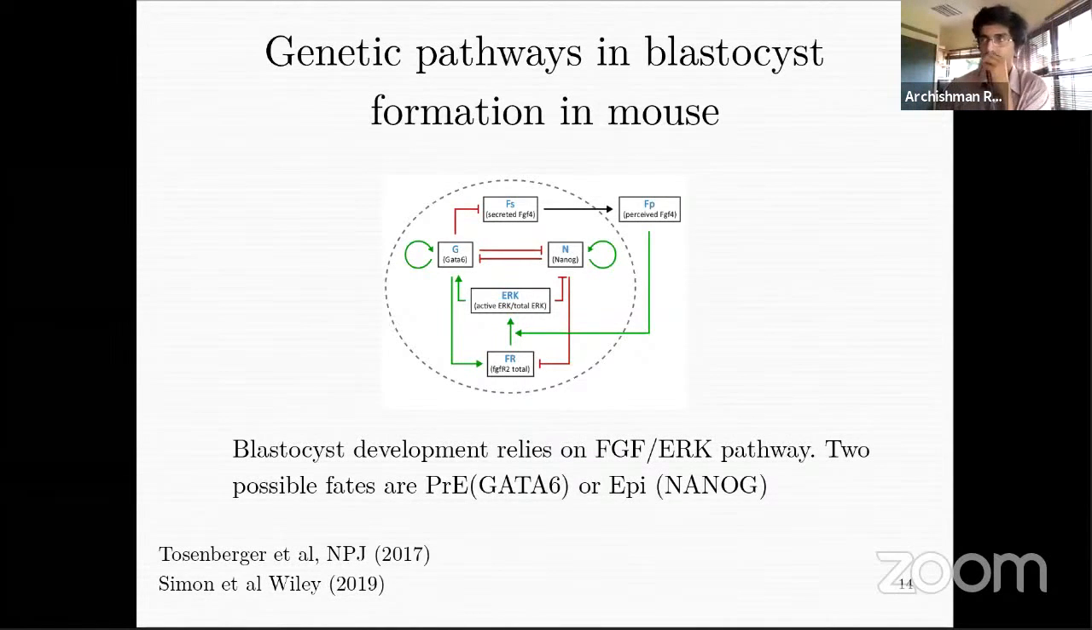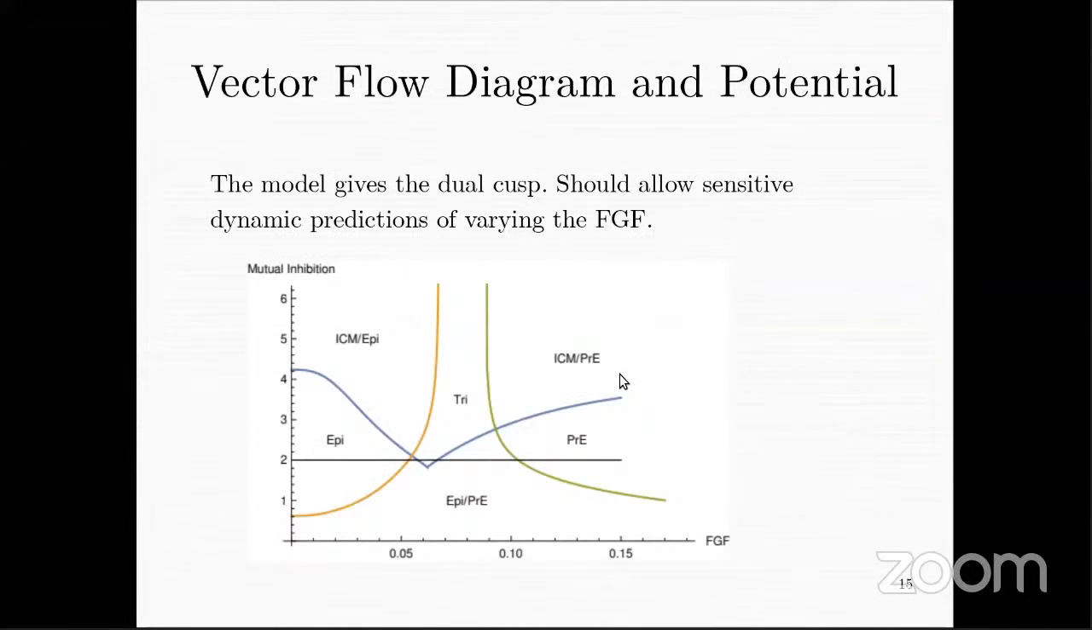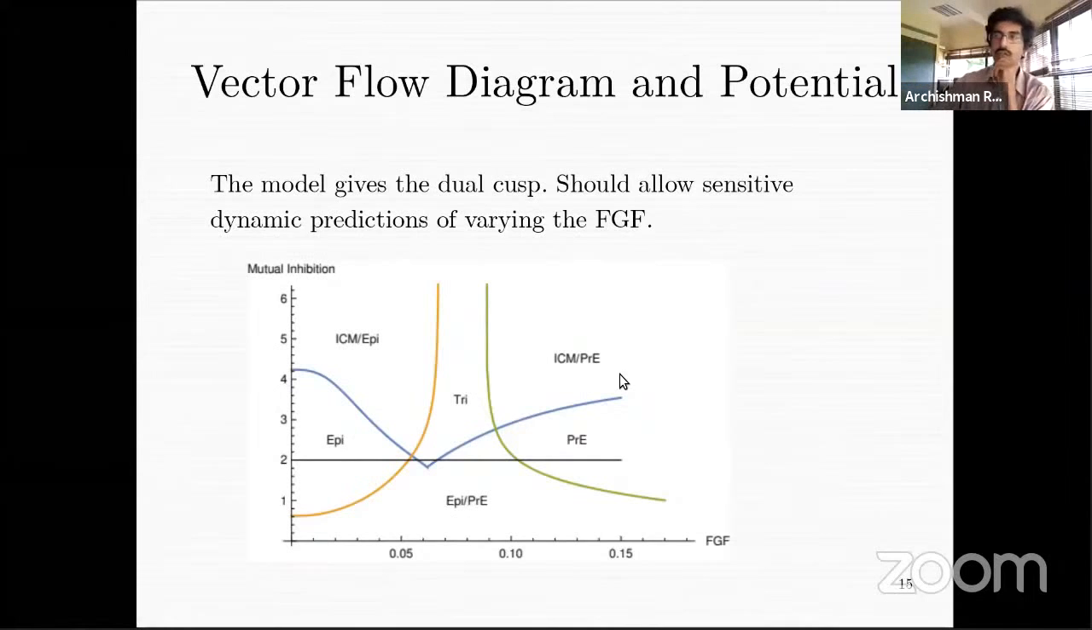But again, the argument that one is making is that this is far too high dimensional a representation of what's going on, given the kind of experiment that one is interested in. And in fact, you can take this model and make a two-dimensional cross section of it, which I've done here. It turns out that the essential behavior of this model is identical to one of the diagrams that I showed called the dual cusp. Doing this gives you a much more intuitive sense of what is happening, because you can have the FGF on one axis and some other parameter on the other axis, and this diagram really tells you what region of the landscape you're in, whether you just have the primitive endoderm being stable or the epiblast being stable.